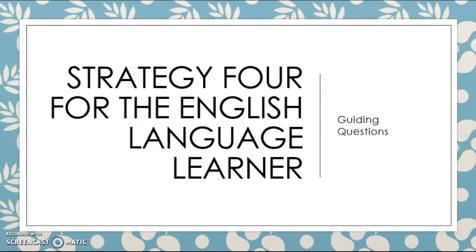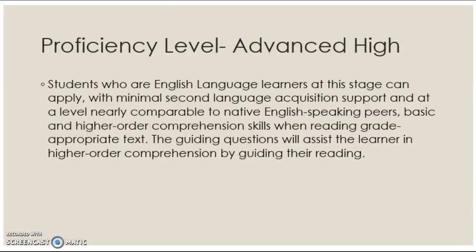Strategy 4 for the English language learner. Guiding questions. Proficiency level: advanced high. Students who are English language learners at this stage can apply, with minimal second language acquisition support and at a level nearly comparable to native English speaking peers, basic and higher order comprehension skills when reading grade appropriate text. The guiding questions will assist the learner in higher order comprehension by guiding their reading.